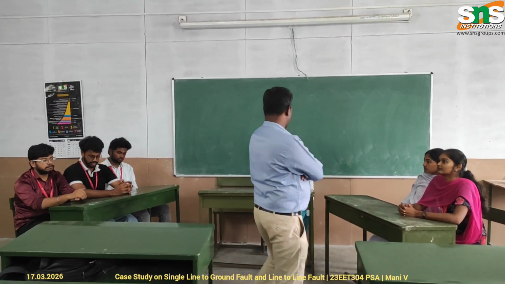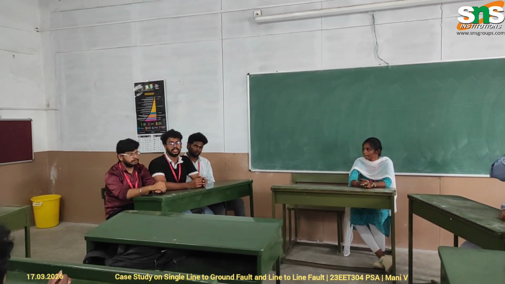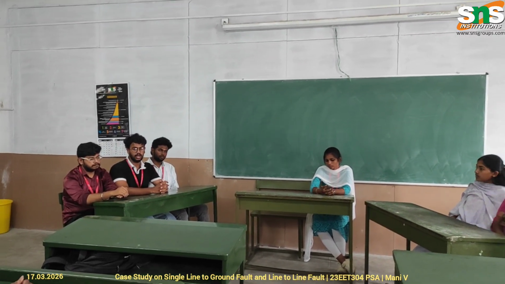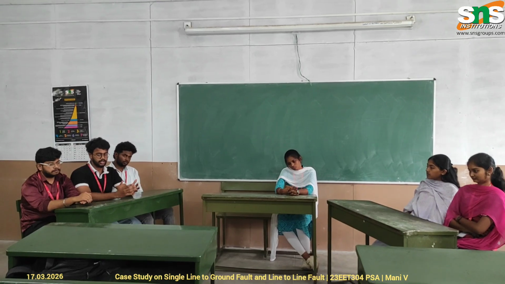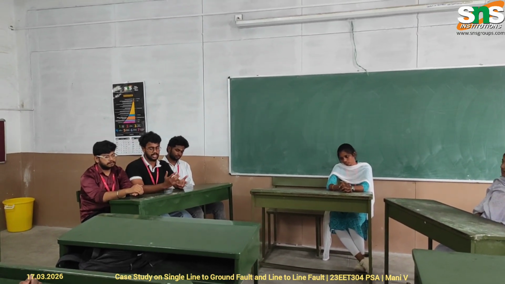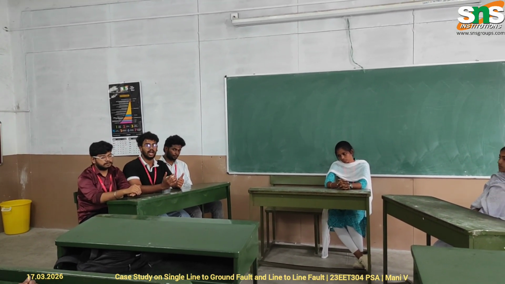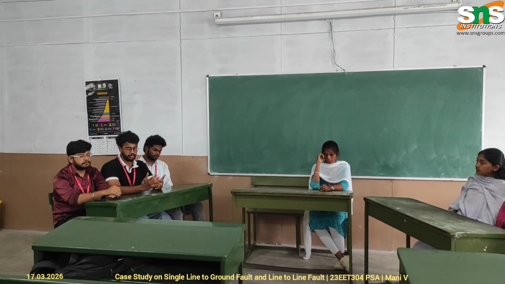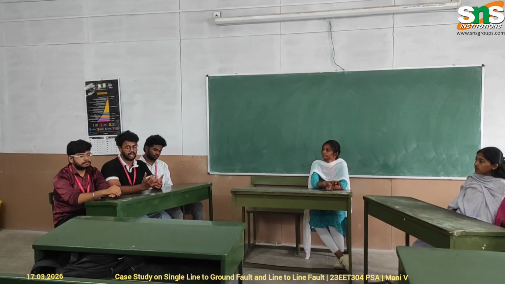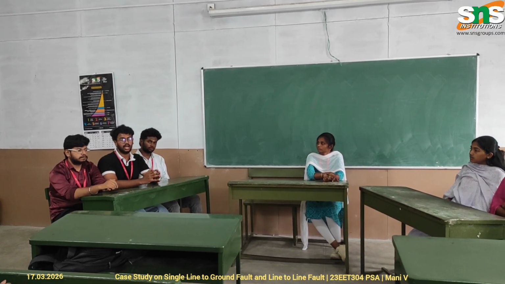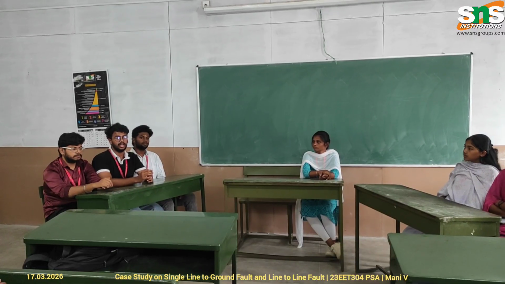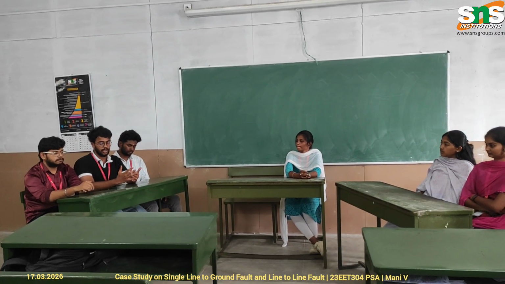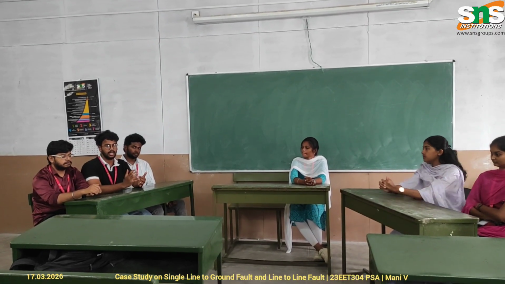My point is the comparison of SLG and LL. In a single line to ground fault, the positive sequence impedance, negative sequence impedance and zero sequence impedance are connected in series, and the fault current depends on the sum of these impedances along with three times the neutral impedance. In the line-to-line fault connection, the positive sequence impedance and negative sequence impedance are connected in parallel.